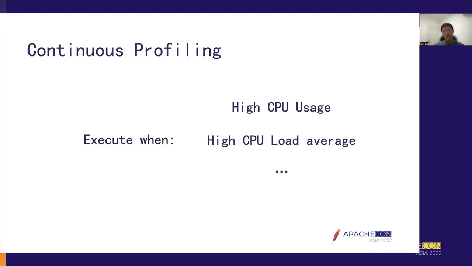The second one is to introduce continuous profiling. If tasks can only be created manually, you may miss the problem at that time. So we need a mechanism to automatically trigger the profiling task to preserve the environment at that time. Really, it only needs you to configure some thresholds. When the thresholds are reached, the task can be automatically started and stopped.